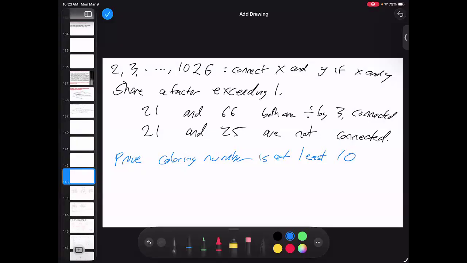What's true about all those numbers? They're powers of 2. Can you give me at least 10 numbers that are all connected? The ones we just said: 2 to the 1, 2 to the 2, 2 to the 3, up to 2 to the 10. The coloring number is at least 10, because all the powers of 2 are connected to each other. They're all divisible by 2. So the coloring number is at least 10.